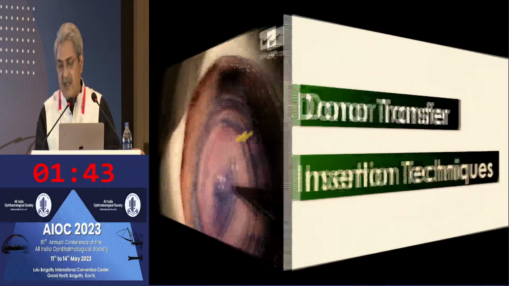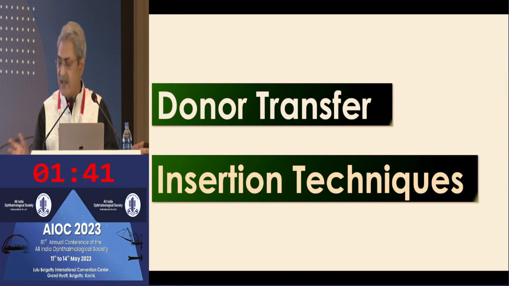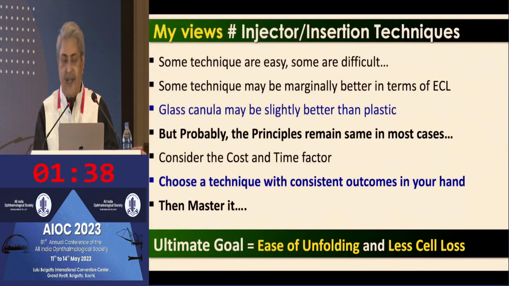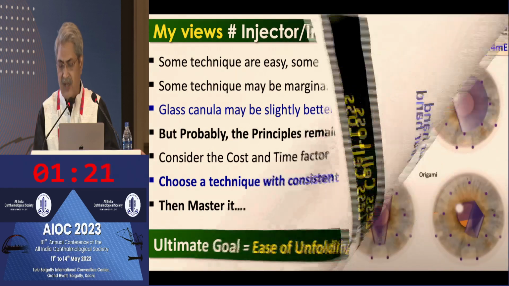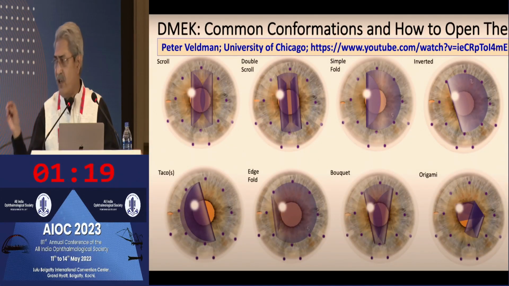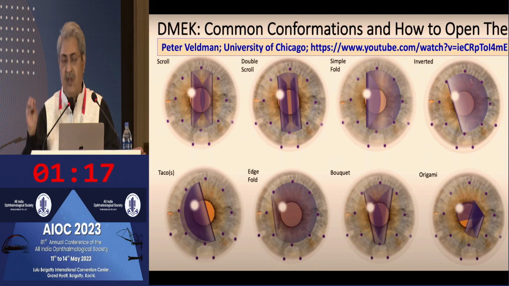Then donor transfer and insertion technique. There are several techniques, but probably the principle remains the same. Choose a technique which is consistent in your hand, then master it. The ultimate goal is ease of unfolding with less cell loss. So this is the beautiful YouTube site, you must go, Peter Wellman. You will learn a lot of things.